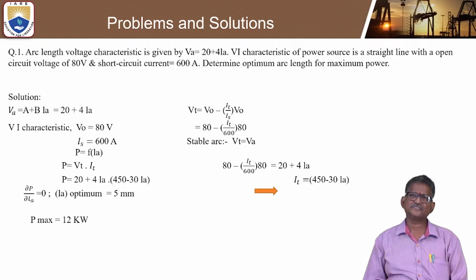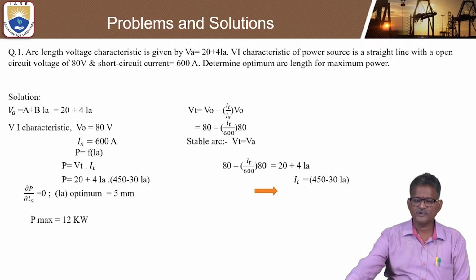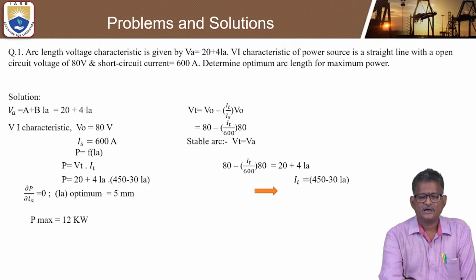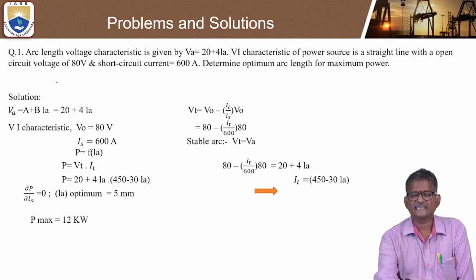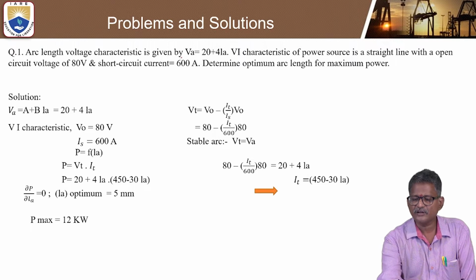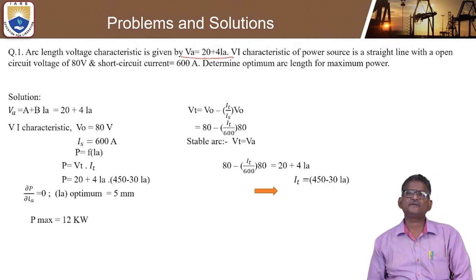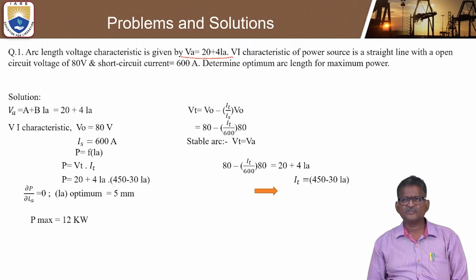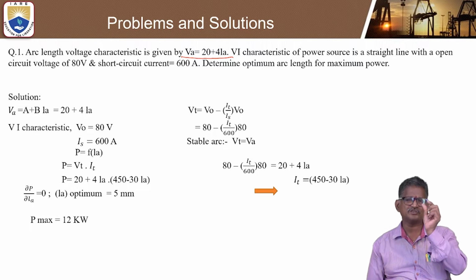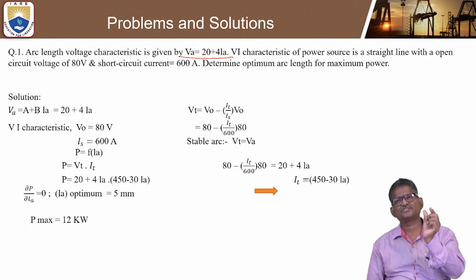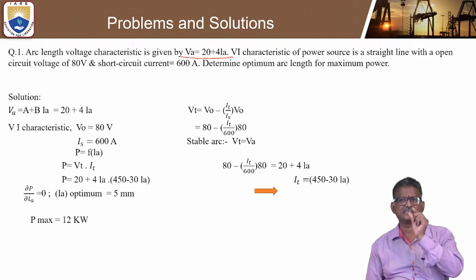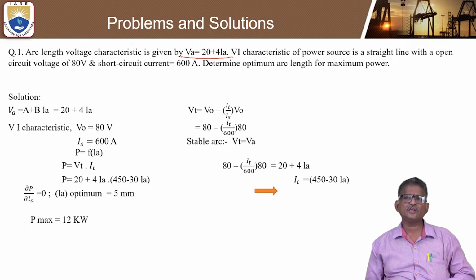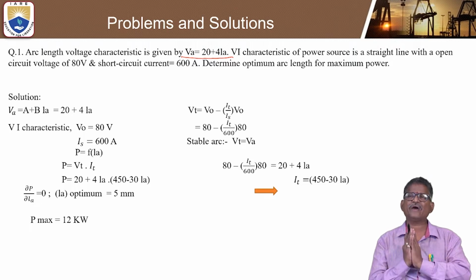Let us see the first problem. Problem 1 is arc length voltage characteristics. V is equal to 20 plus 4LA. This is called the VI characteristics curve. Our power source is a straight line, with an open circuit voltage of 80 volts and a short circuit current of 600 amperes. Determine the optimum arc length for maximum power.